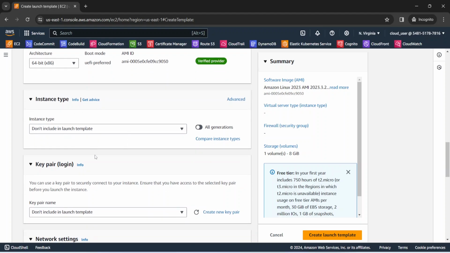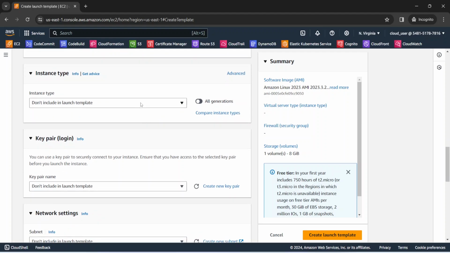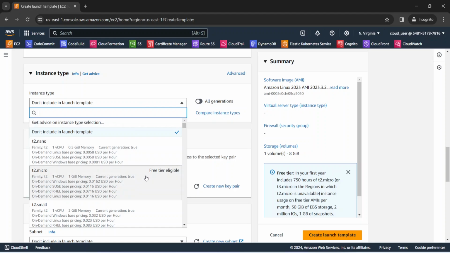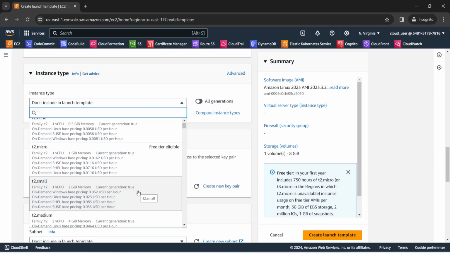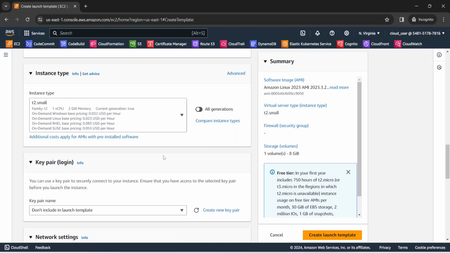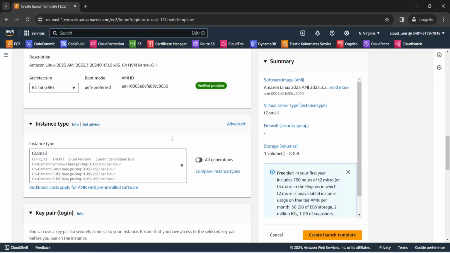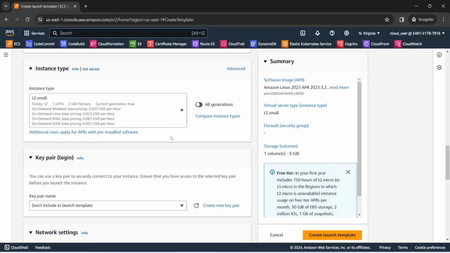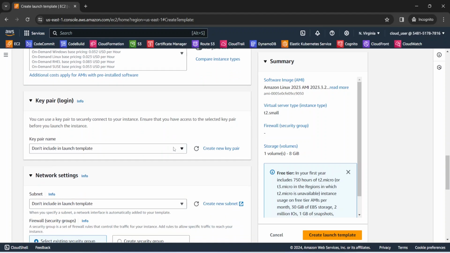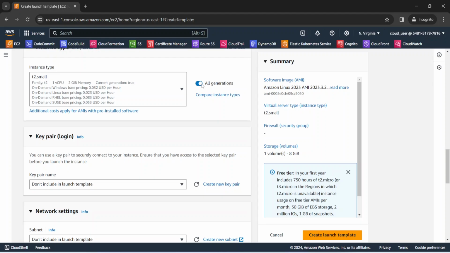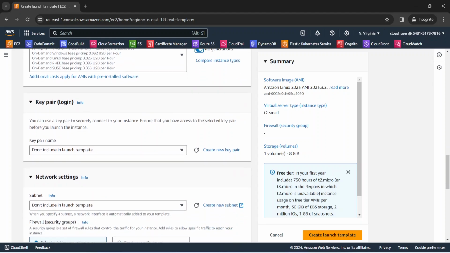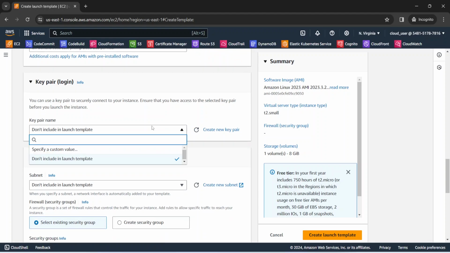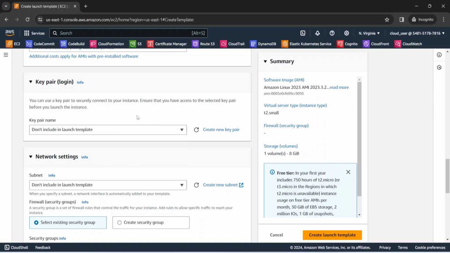Next, in this box we have the instance type. Under the list of instances that we have, we'll just go ahead with a T2.small. Whichever instance you spin up with this launch template will go with the EC2 instance type of T2.small, and we'll use all generations here. This key pair, you already know, is to SSH into our instances. Since we don't have any key pair, I'll leave it as it is.